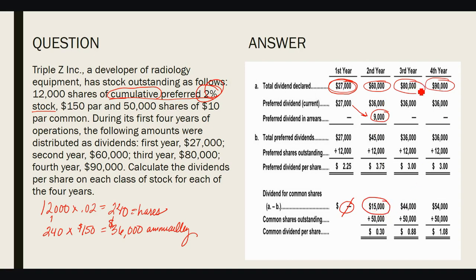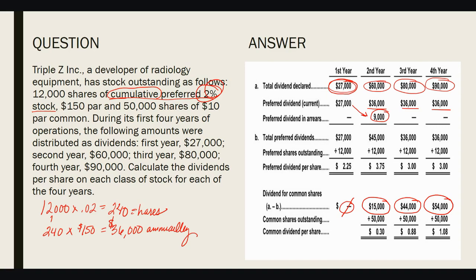In the third year, the company issues $80,000, so the full $36,000 goes to the preferred stockholders and $44,000 goes to the common stockholders. In year 4, the company issues $90,000. Of course, we see the same 36, 36, 36, and whatever's left over goes to the common stockholders, as we can see here.